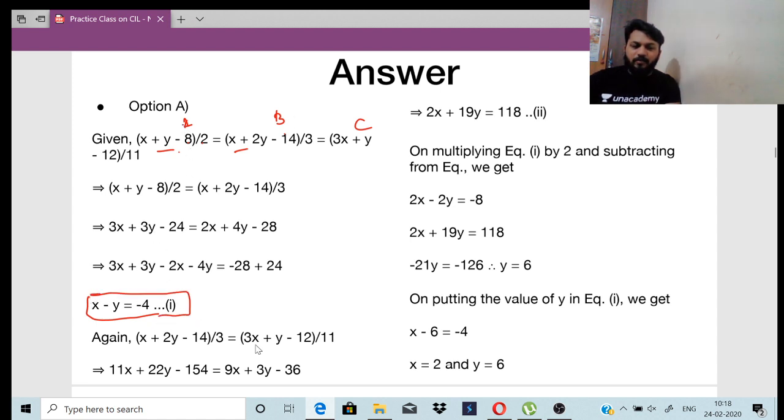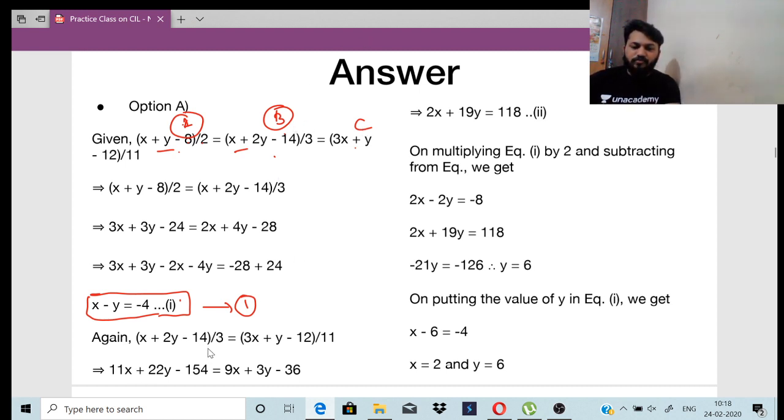When I solve both A and B, I'll get one equation which I'll name equation 1: x minus y is equal to minus 4. First I took A and B and got this one. Next I am taking B and C.